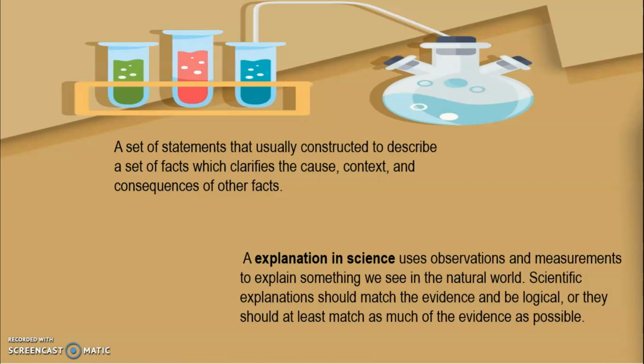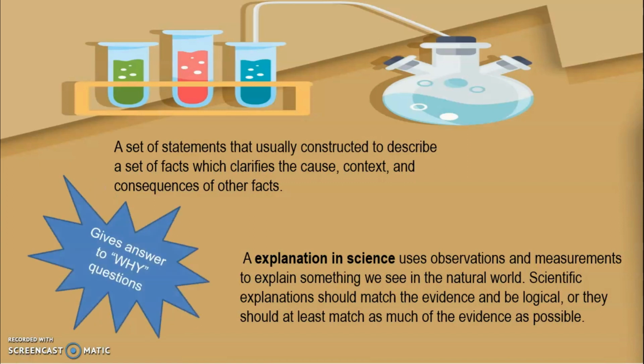Explanation in science usually uses observation and measurement to explain something we see in the natural world. Explanation in science should match the evidence and be logical, or they should at least match as much of the evidence as possible. In simple definition, explanation gives answer to why questions. For example, why do we have seasons, why do things fall, and why is the sky blue? Each one of them has an explanation, and it increases understanding of how the world works.